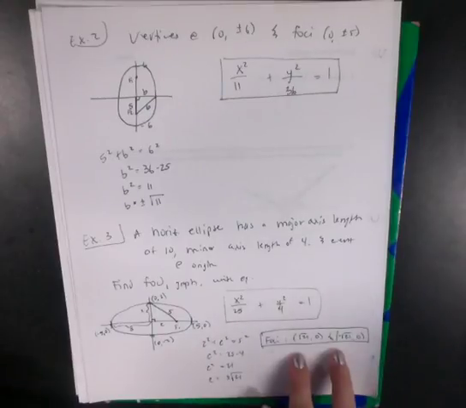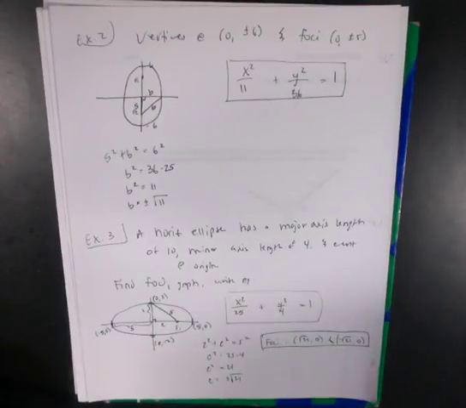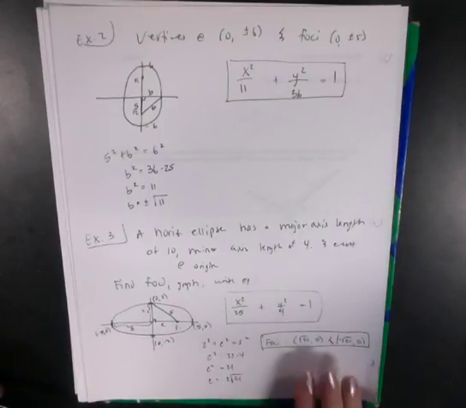Okay, when you write your foci, you have to write it as an ordered pair. You cannot just write plus or minus square root of 21. You have to write it as an ordered pair.